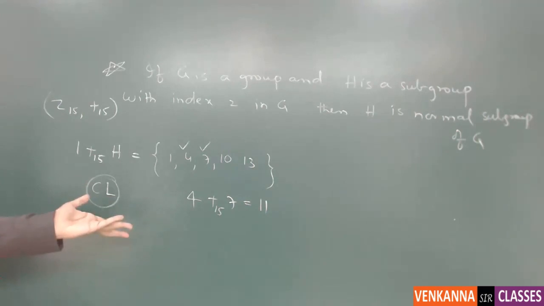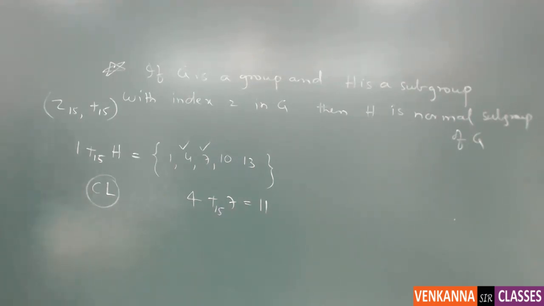Therefore, it is not a subgroup at all because the closure law fails. So a coset may be a subgroup or may not be a subgroup. You cannot decide. If you want a counterexample, this is the counterexample. Clear now?